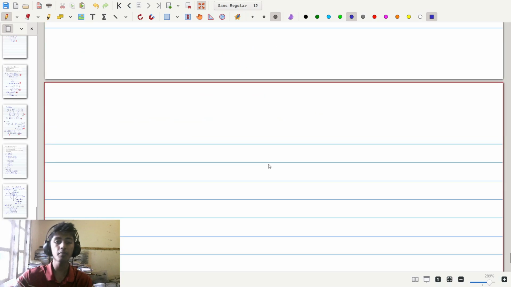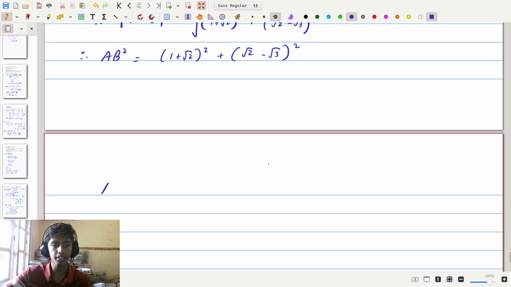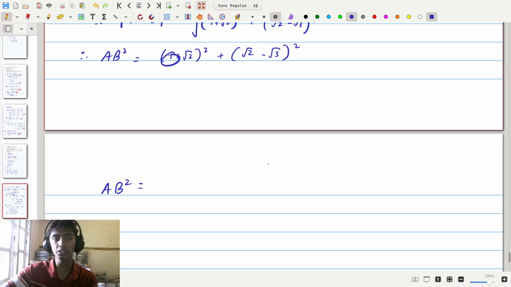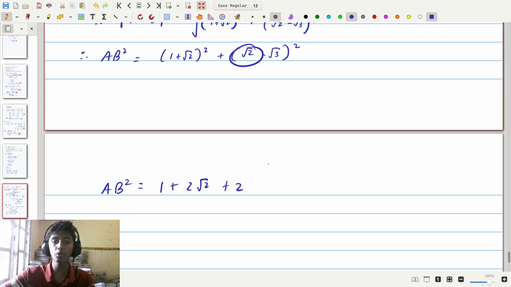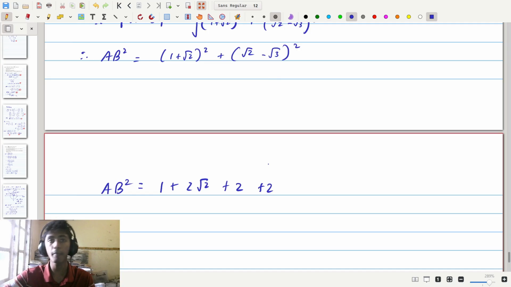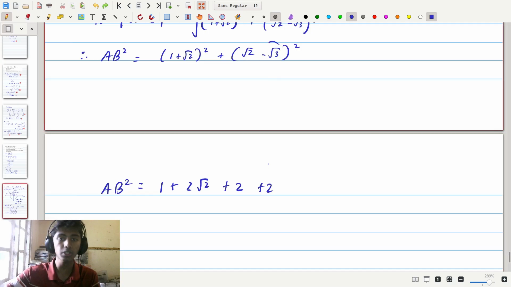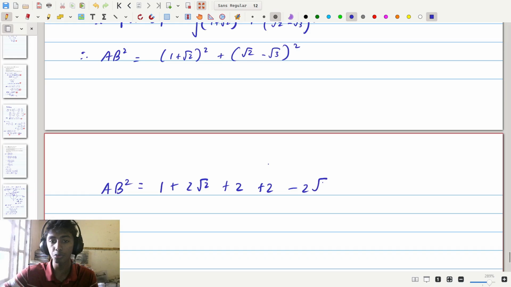Going to the next page, if we simplify this down, we can see that AB squared is going to be equal to this thing squared, which is going to be 1 squared, which is 1, plus 2 times 1 times square root of 2, which is going to be 2 root 2, plus the square root of 2 squared, which is going to be 2, so plus 2, and then this bit right here, which is going to be root 2 squared, which is going to be plus 2. We're going to have 2 times root 2 times minus root 3, which is going to be minus 2 root 6. And finally, we're going to have root 3 squared, which is going to be root 3 times root 3, which is going to be 3, so plus 3.